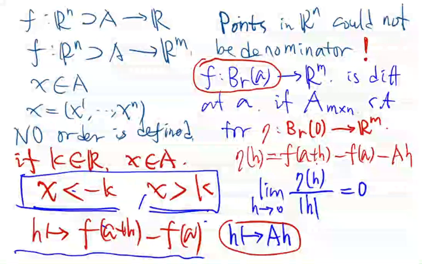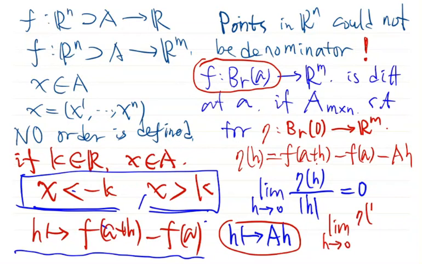But for this definition, the limit equal to 0, you could not write this this way. If you write the limit 0 in this way, this is wrong. You could not write this way because h is an element in the ball, h is an element in the r neighborhood of the origin. So h itself is a point in R^n. It could not appear here as a denominator.